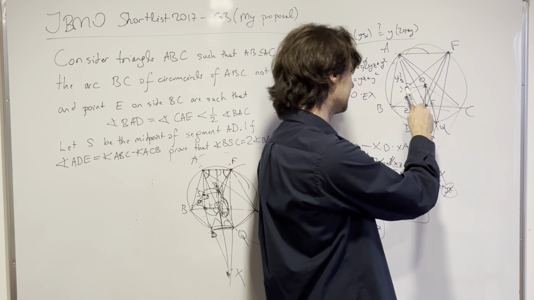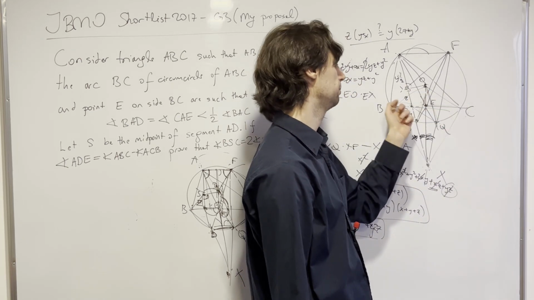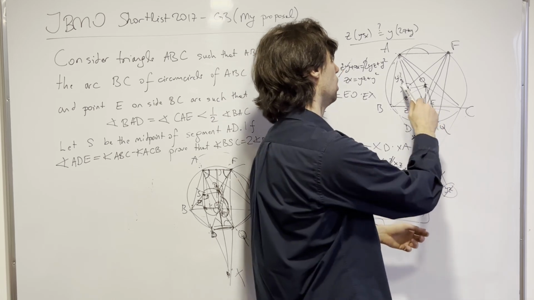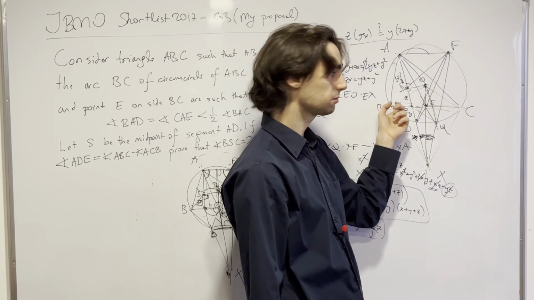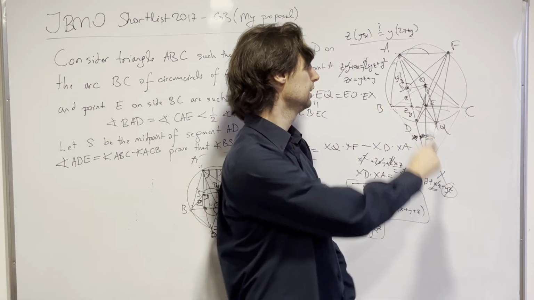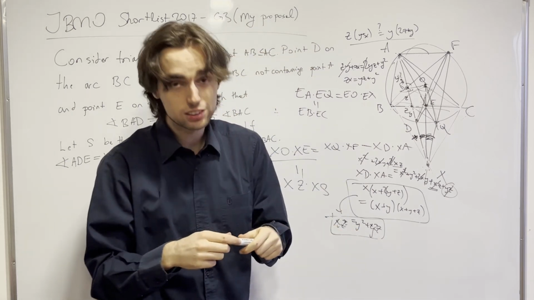And because these 4 are concyclic, that is the same as saying S lies on the circumcircle around BXC, O lies on the circumcircle around BXC, so O and S lie on the same circumcircle around BCX, and so this is equal to 2 alpha. And this finishes up our problem.